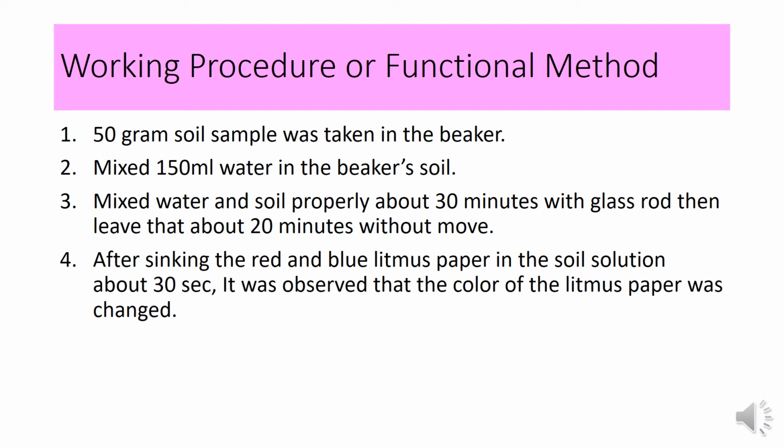Working procedure or functional method. Firstly, 50 grams of soil sample was taken in the beaker. Then 150 milliliters of water was mixed in the beaker's soil. Then the water and soil were mixed properly for about 30 minutes with a glass rod. Then it was left for about 20 minutes without moving. And lastly, after sinking the red and blue litmus paper in the soil solution for about 30 seconds, it was observed that the color of the litmus paper had changed.